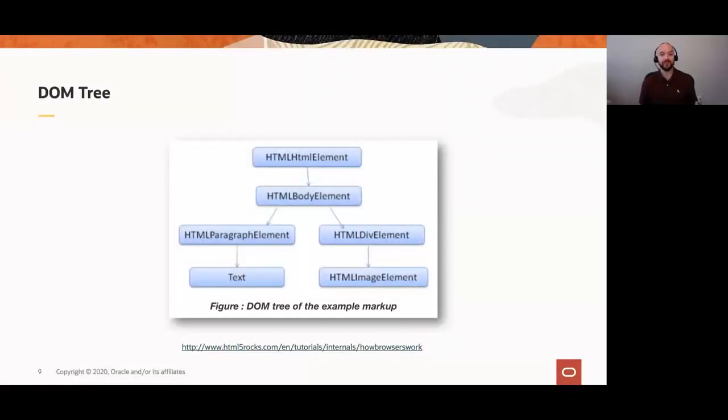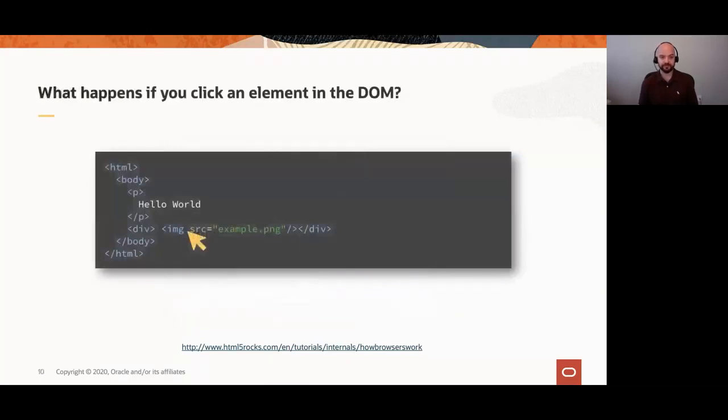So the web pages these days are alive, and that's what we're doing with JavaScript and the DOM. All right, so that's the basics there. Now, what happens when you click on an element in the DOM, such as this image tag here?